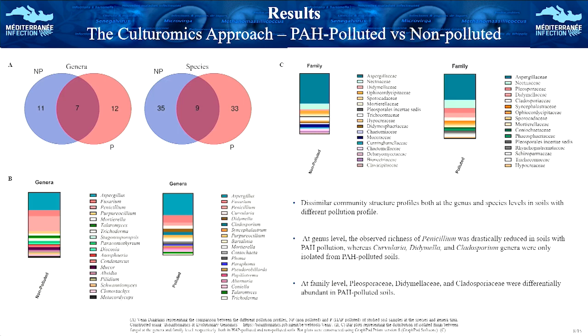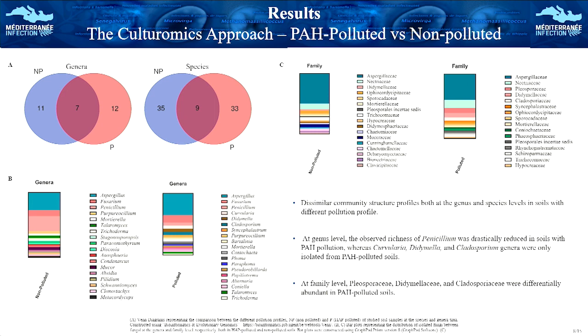Next, we wanted to compare the community structure in the 2 different soil profiles. So when we take a look at these Venn diagrams, we can see that the community was quite dissimilar when we compared the two profiles, as we were only able to obtain 7 common genera between the 2, and 9 of the 77 species only.